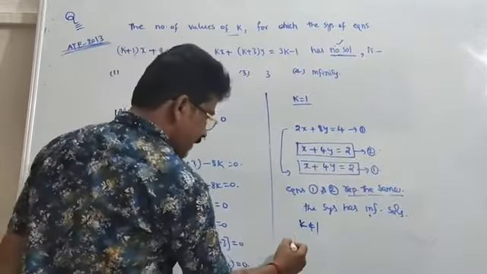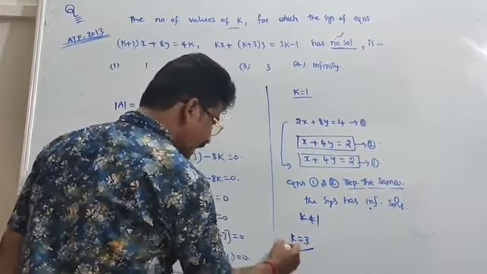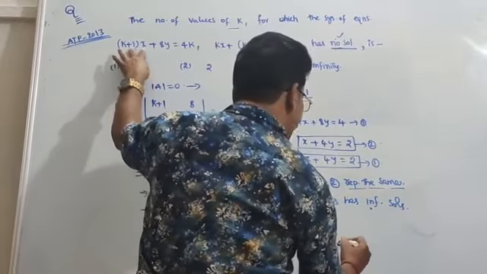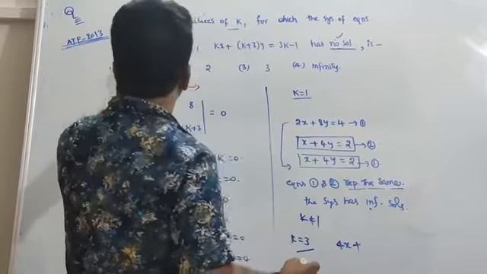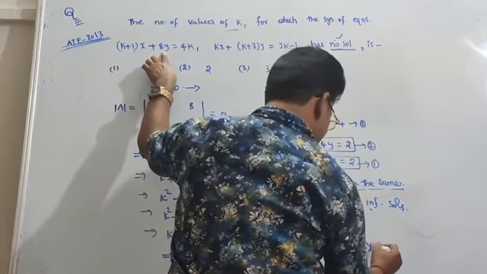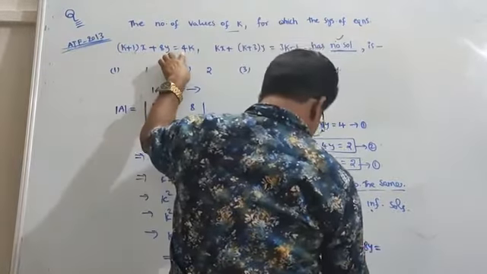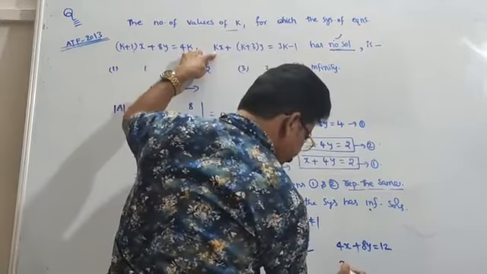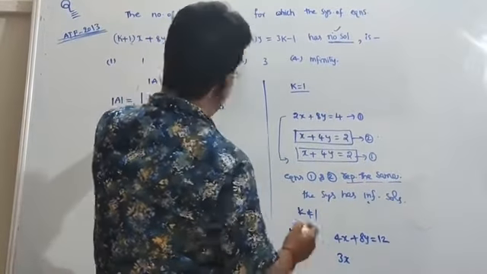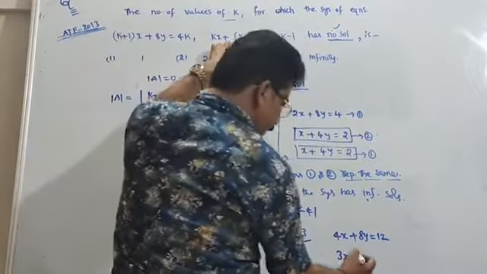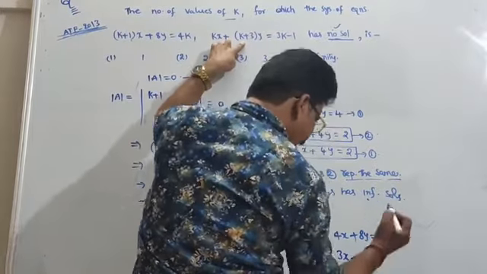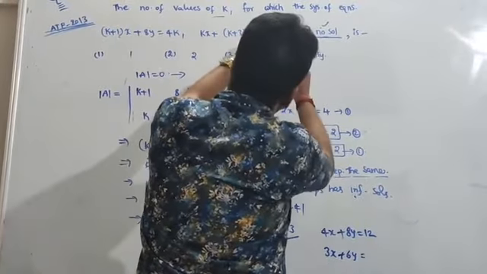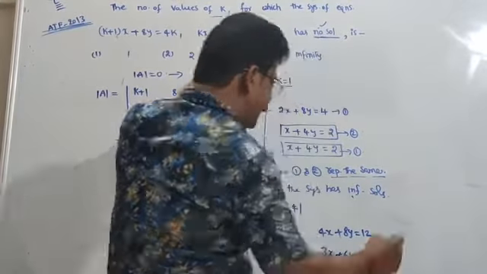Next, another case, k equal to 3. Put k equal to 3. Then the first equation is (3 plus 1)x, that is 4x, plus 8y equal to 12. The second equation is 3x plus 6y equal to 9, since 3 threes are 9, minus 1 is 8.